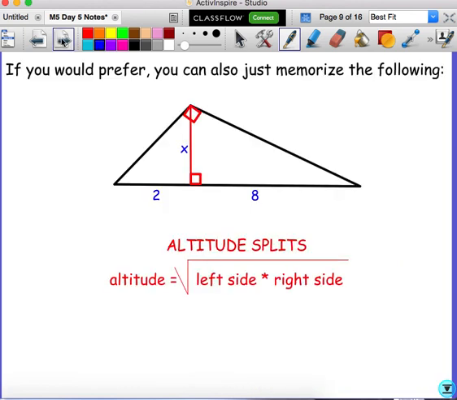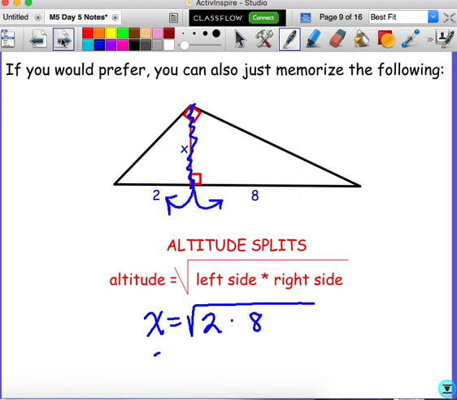So you can just memorize this formula if you would prefer. It says the altitude equals the square root of the number on the left side times the right side. So looking at this particular example, this is our altitude, that height of the triangle, if you will. So x should equal the square root of 2 times 8. That becomes the square root of 16, which we know is 4.